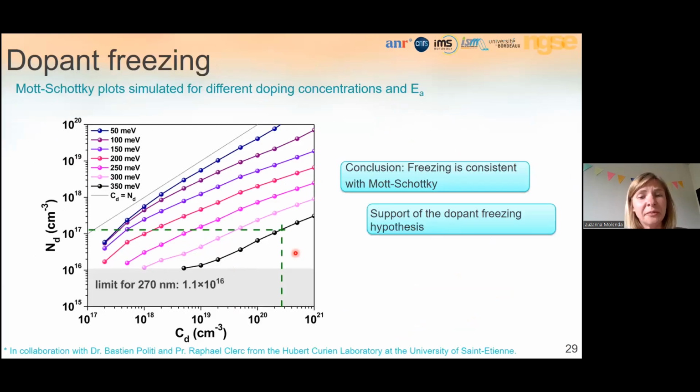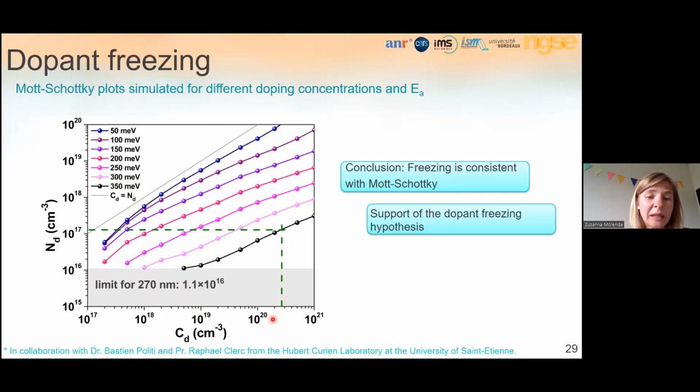So to confirm this theory, we asked Bastien and Raphael to simulate Mott-Schottky plots for different activation energies. And so we can see this solid gray line represents a zero activation energy. So all the dopant that is introduced to the perovskite is activated, and results in fact in ionized dopant. So we have 100% here. Then as we increase the activation energy, this curve flattens and the slope increases, and we can observe that less of the introduced dopant is ionized.